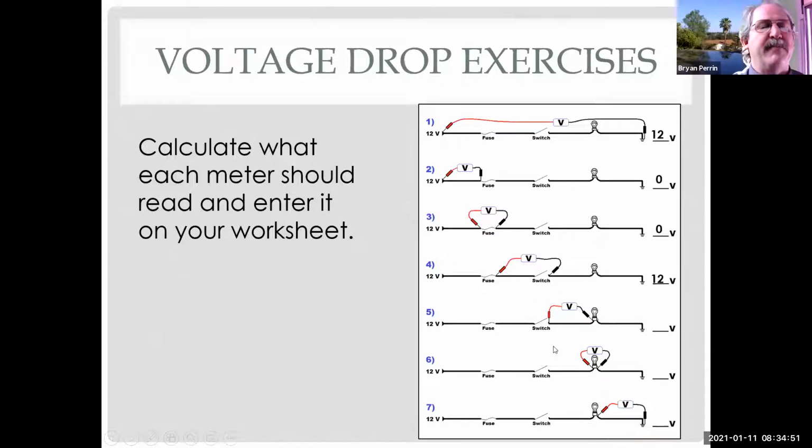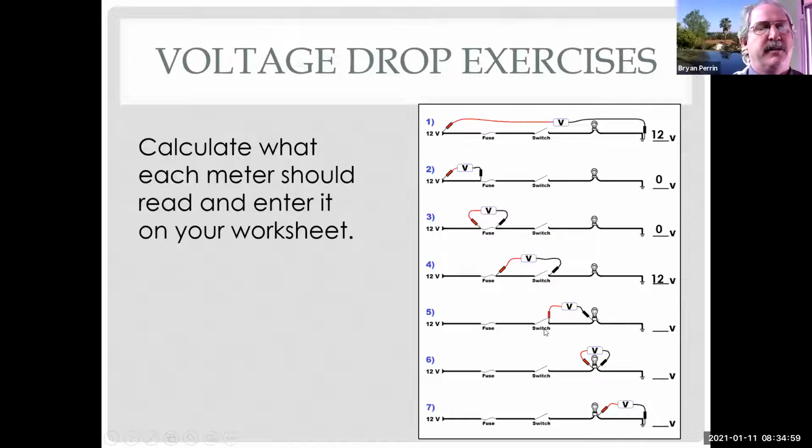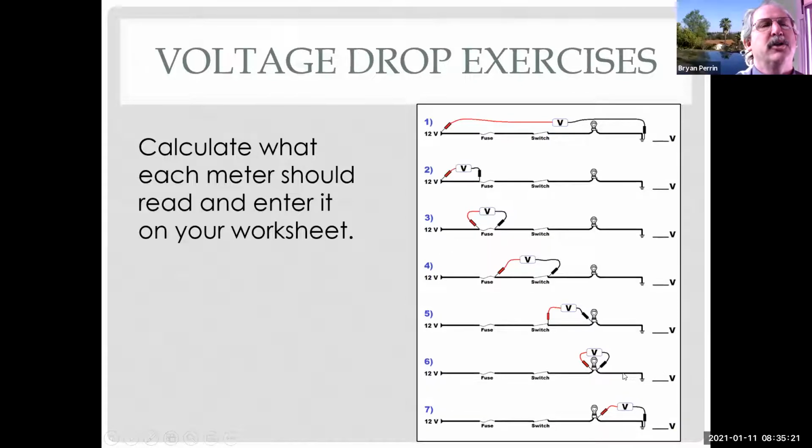So what's number 5? Yeah, it has to be 0, doesn't it? Because I only have 12 volts up to the end of the switch. I'm on ground here, and I'm on ground here. So 0 minus 0 would be 0. How about number 6? 0, right? Because it's electrically the same. How about 7? 0. Okay, now that you've got this down, let's close the switch.